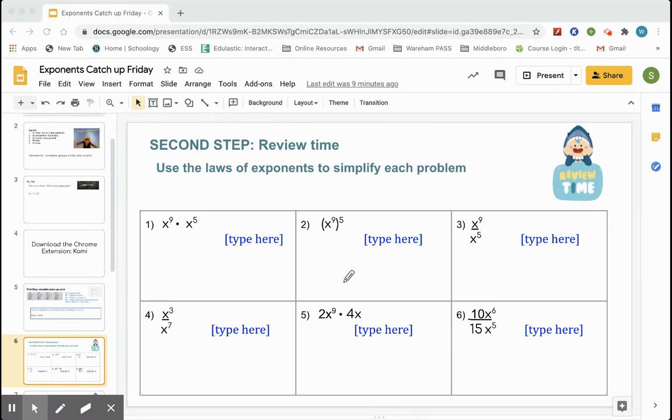All right. So example 2, we're taking the power of a power, which means we multiply the exponents. And 9 times 5 is 45. So our answer is x to the 45th power.